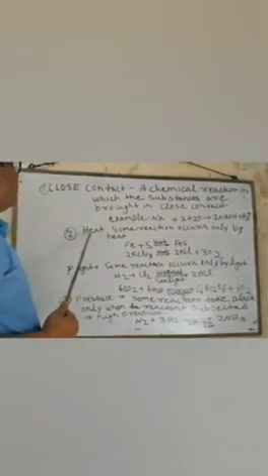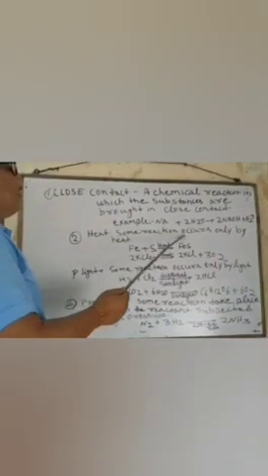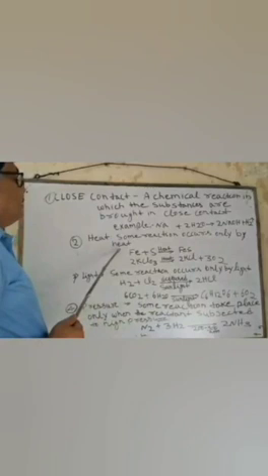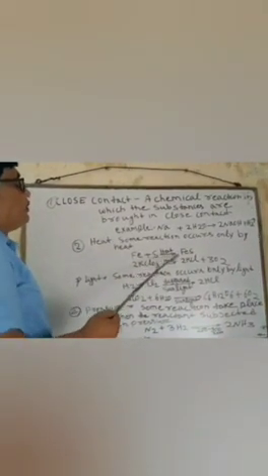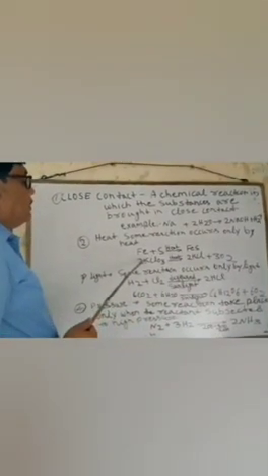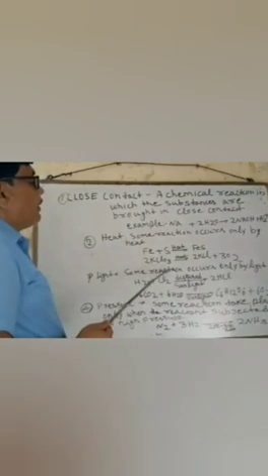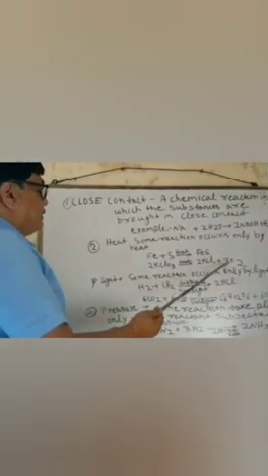The next condition is heat. Some reactions occur only by heat. When iron is heated with sulfur, it forms iron sulfide. Next, when we heat potassium chlorate, it forms potassium chloride and oxygen gas.